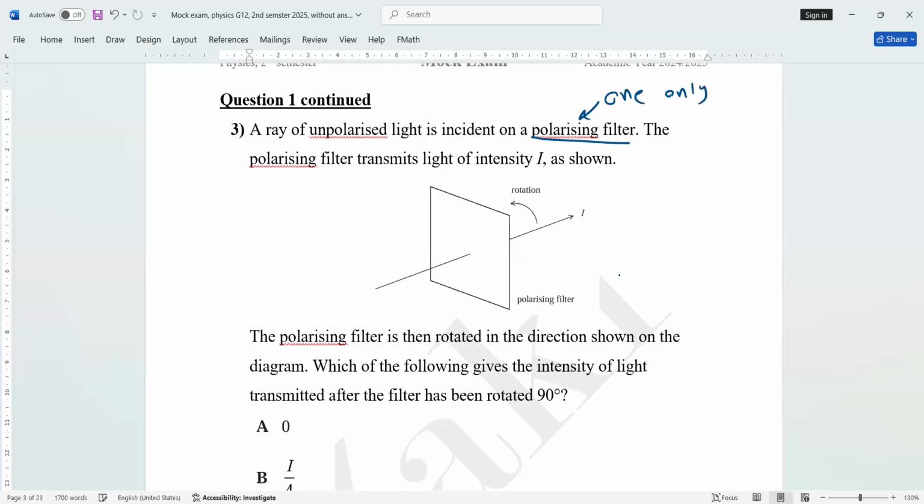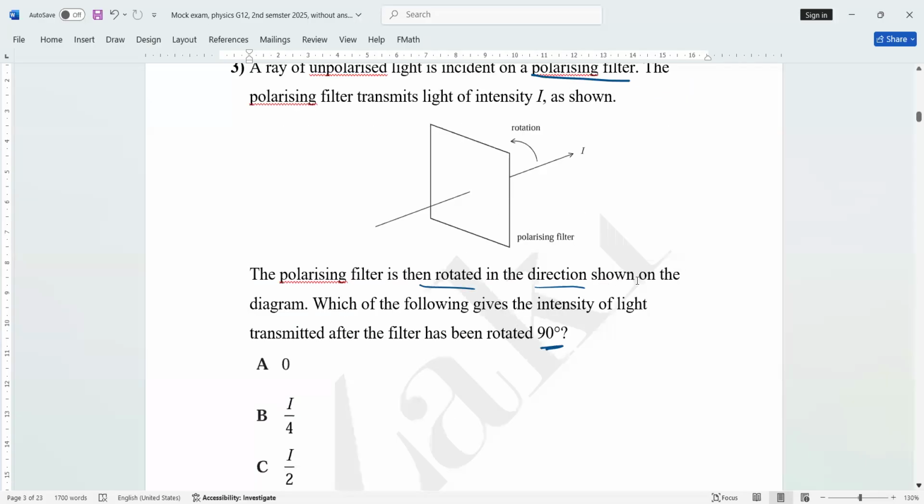The polarizing filter transmitted light of intensity I. The polarizing filter is then rotated in the direction shown on the diagram. Which of the following gives the intensity of light when it is rotated 90 degrees? Actually, it is not affected by rotation because it is just one filter. It is affected if the difference between the two filters is 90.